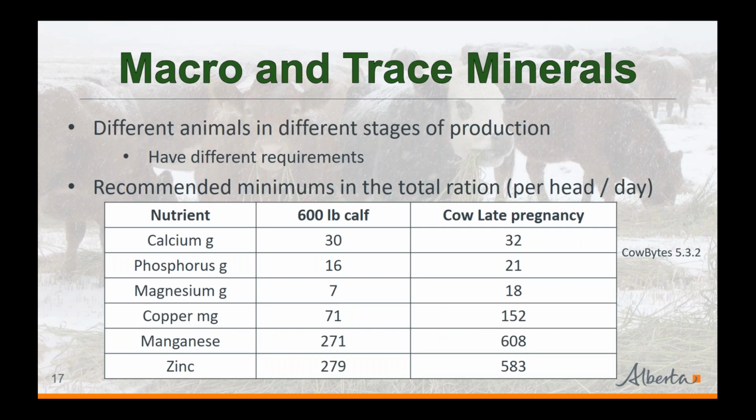So how do we know what they need? A couple examples that I put together here. A 600-pound calf versus a cow in late pregnancy, you can see that their calcium requirements are about the same. Makes sense. Both of them are developing either bone structure in the calf, or bone structure of the fetus, so calcium levels are needed. Phosphorus, a little bit more for the cow in late pregnancy because she's pregnant and needs a higher amount of phosphorus for energy metabolism. Magnesium, copper, zinc, again, you can see that all of them are different, and you have to calculate out what's required using a program such as Cowbites.